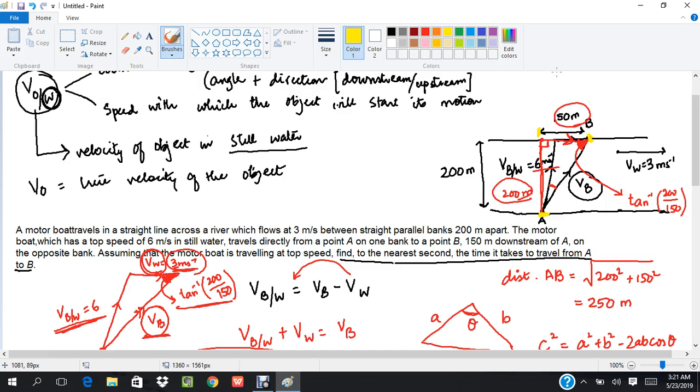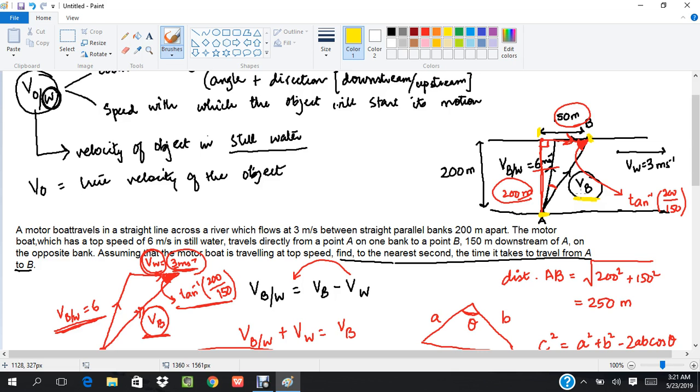Now, in order to find the time taken by the boat to go from A to B, we need to divide the distance 250 meters by the speed VB in order to get the time. So, in order to find the speed VB, we'll now construct another triangle, and that is the triangle of velocities.